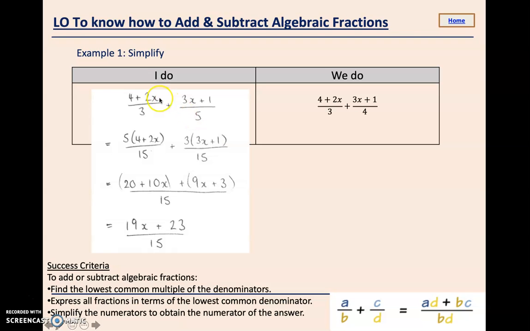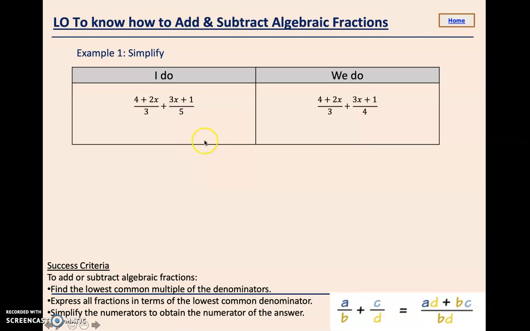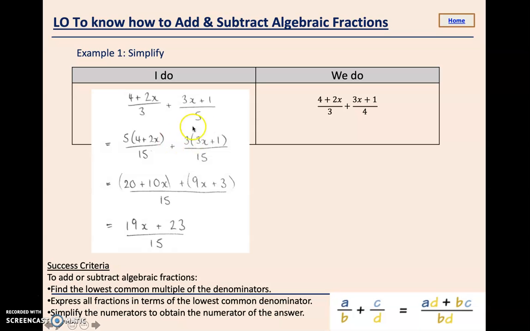So here we are. We want 15 on the bottom of this fraction. If we want 15 on the bottom of this fraction, while remaining the fraction equivalent, so it stays the same, we need to times the top and the bottom by 5. So that's what we've done. So 5 times by all of this, and then 5 times by 3 gives us the 15. Over here, we need to times our 5 by 3. And we also, therefore, need to times the top by 3. So we've got 3 times by all this.